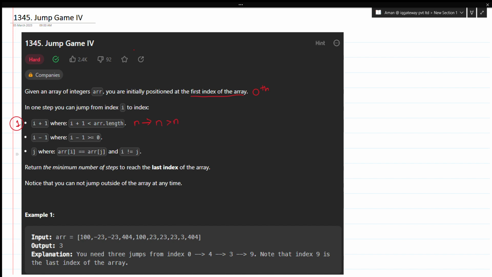I can jump to i minus 1 index. This is the second kind of jump. But I cannot go less than the 0th index, like I cannot go to minus 1. And there is a third kind of jump. This is an interesting one: I can jump to any index j where arr of i is equal to arr of j, but i is not equal to j. And I need to return the minimum number of steps to reach the last index, which means n minus 1.